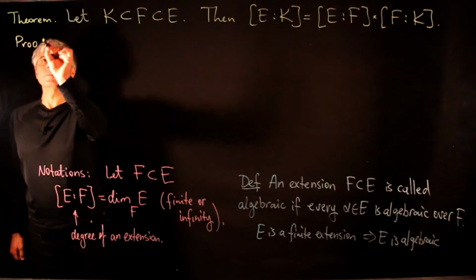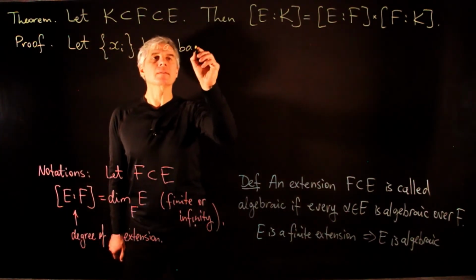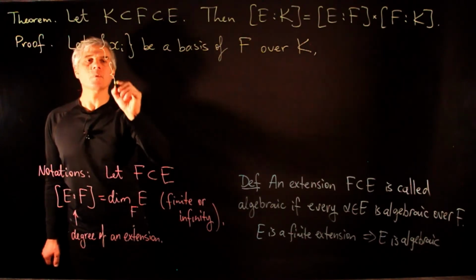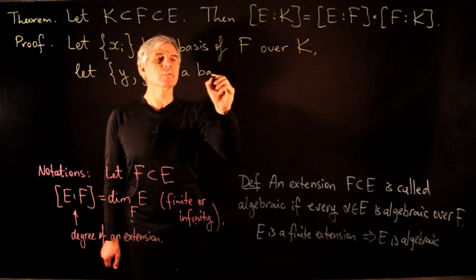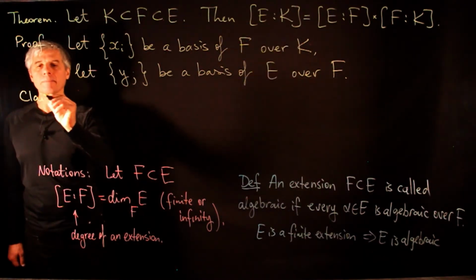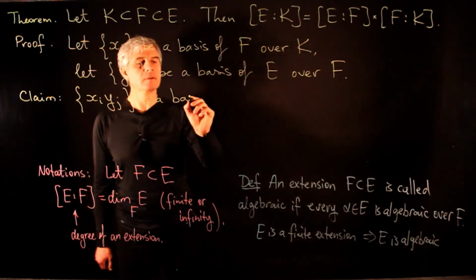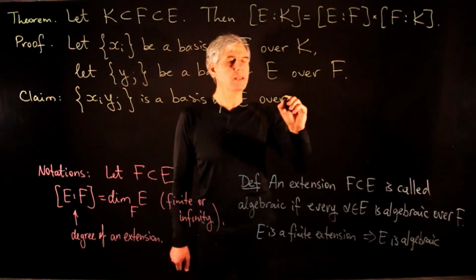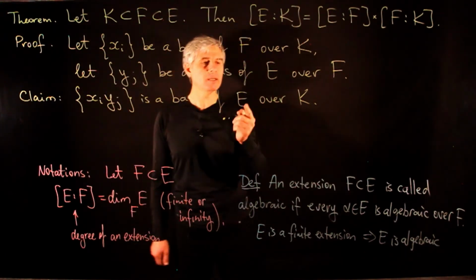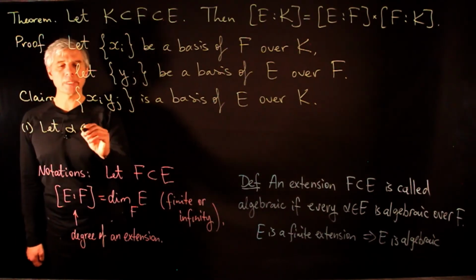Let's give a proof. Let the set x_i be a basis of F over K, and let y_j's be a basis of E as a vector space over F. Then our claim is that the set of pairwise products x_i y_j is a basis of E over K. To prove that something is a basis, we need to establish two properties: the spanning property, that this set spans E as a vector space over K, and linear independence over K. First, let alpha be an element in E.